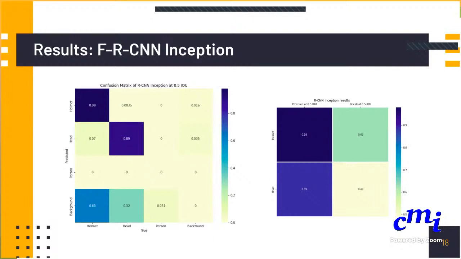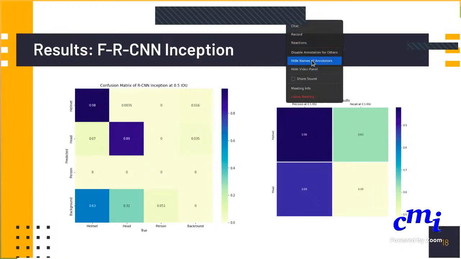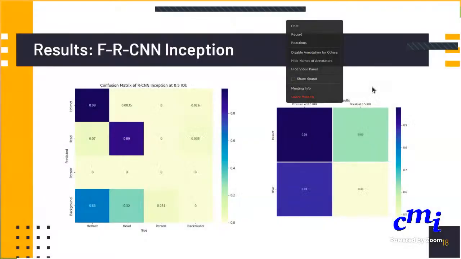Can you zoom in on the slide, please? This is good. I'm not sure how to zoom in. No, this is fine. Okay. At threshold 0.5, you have these numbers.